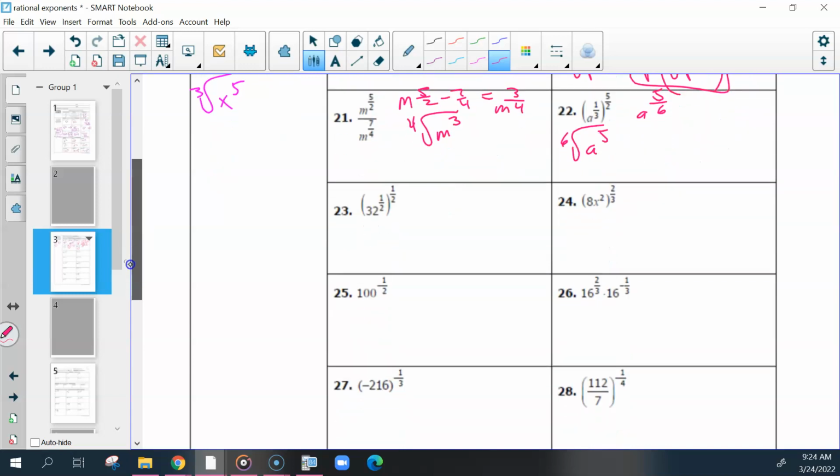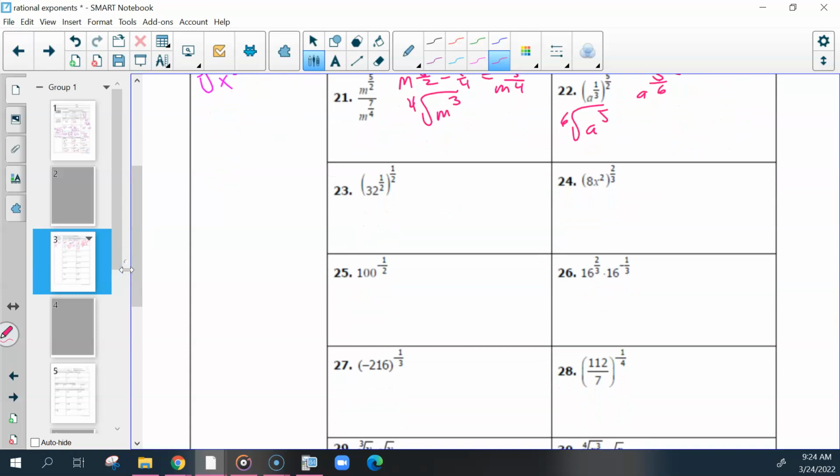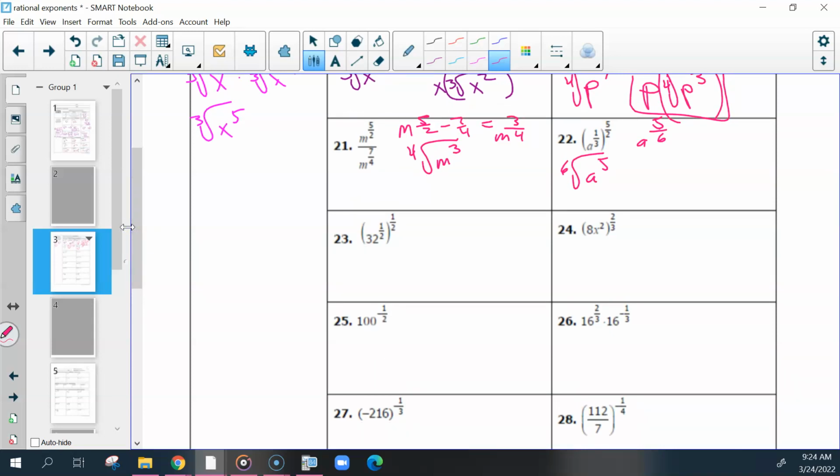Let's jump to 24. For 24, we're doing the same thing, but now we have multiple things inside the parentheses. So we're still multiplying our exponents, but 8 also has to get the 2 thirds, x squared times the 2 thirds, 4 thirds. The 2 would be over 1.